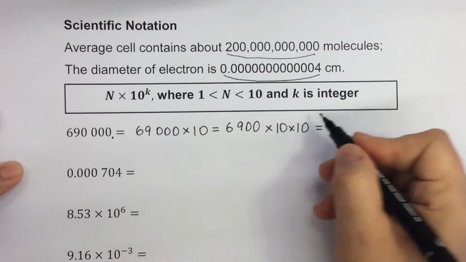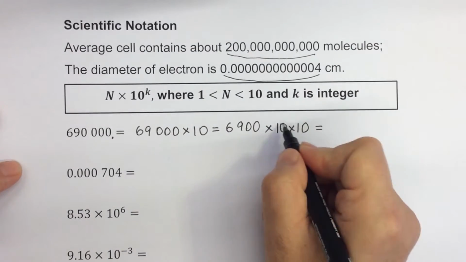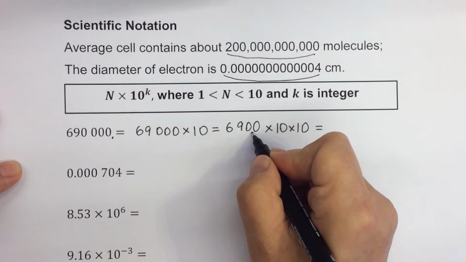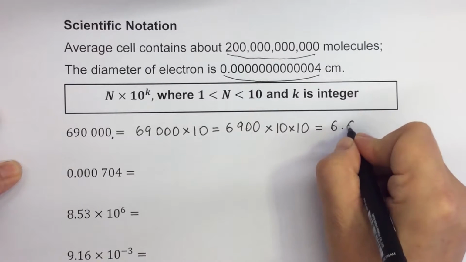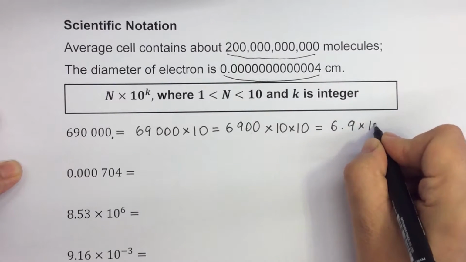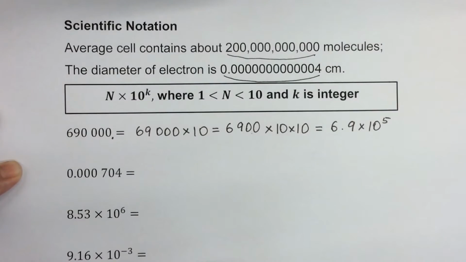So here we have 10 squared, and how many tens do we need? So square, cube, 4th degree, 5th degree. So that's simply 6.9 times 10 to the power 5.